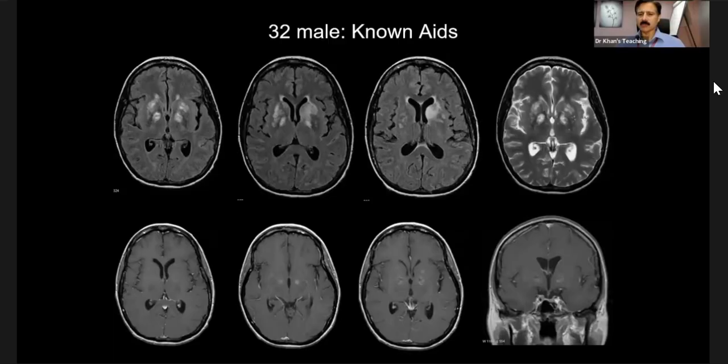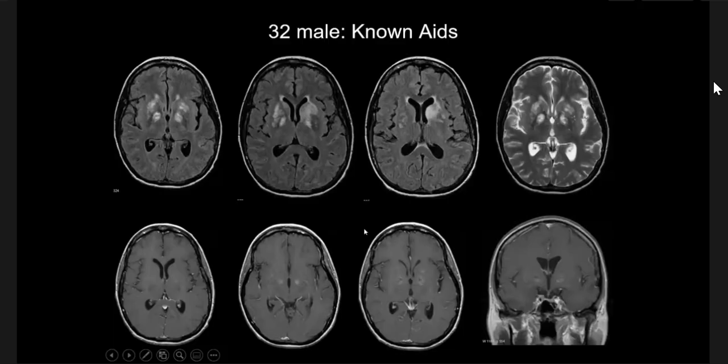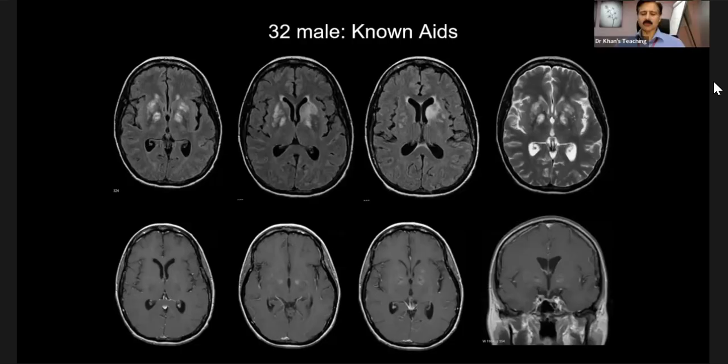Hint: anatomy. My hint is anatomy. Anything comes to your mind? I can see the lentiform nucleus is involved on the right side, and also the internal capsule, bilaterally. Yes, a bilateral symmetrical type of finding. Anything comes to your mind? No.